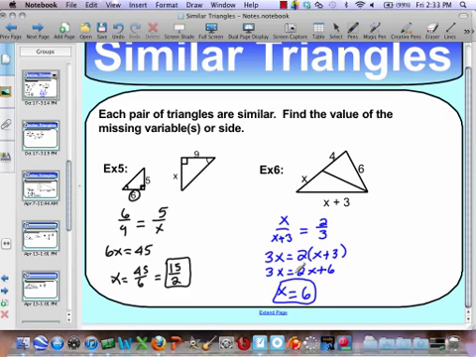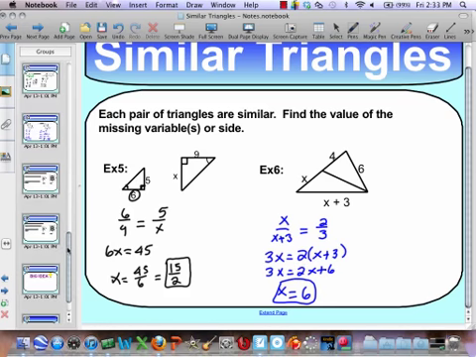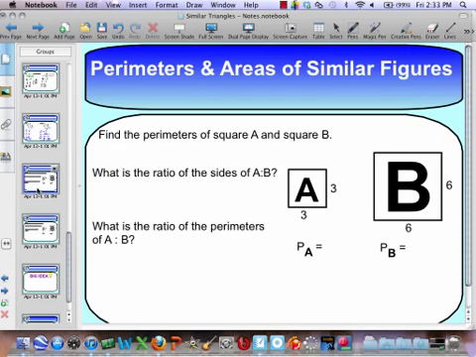So, let's start off with squares. Squares are very simple, at least I would think so. I want you to complete this slide. Find the perimeters of square A and square B. And then I want you to find the ratio of the sides of A to B. And then I want you to find the ratio of the perimeters of A to B. Okay.